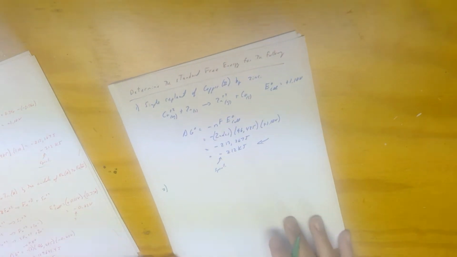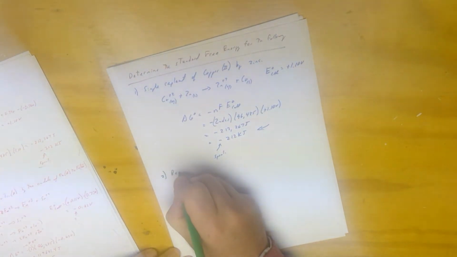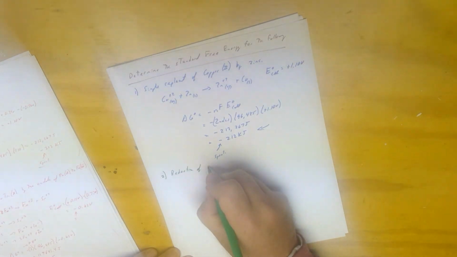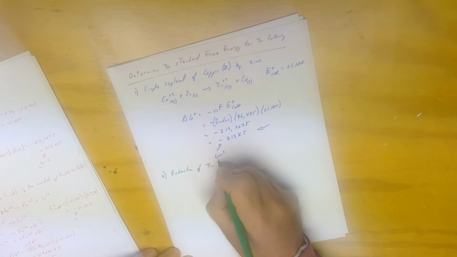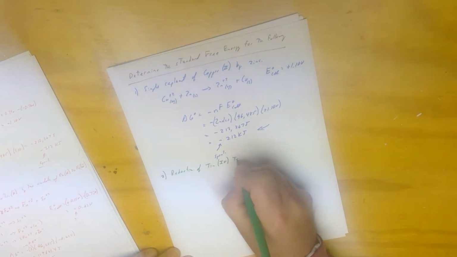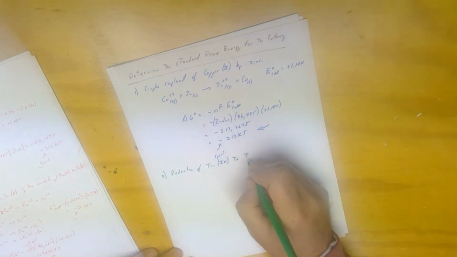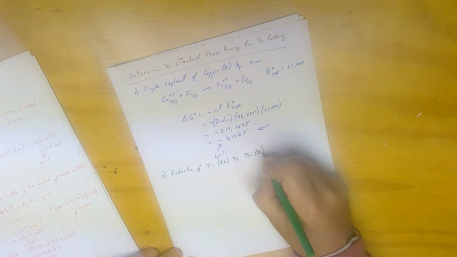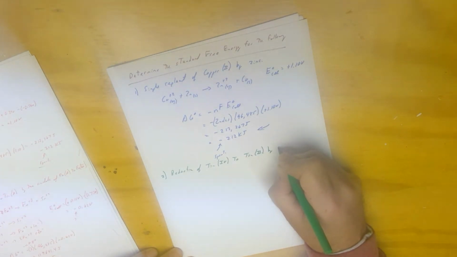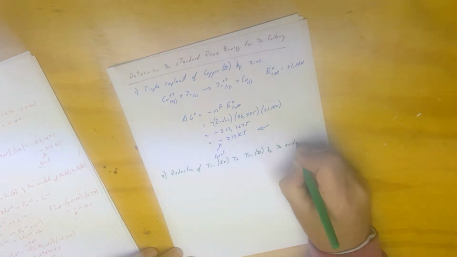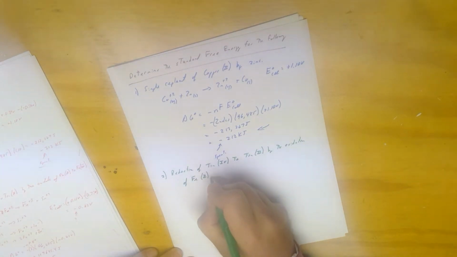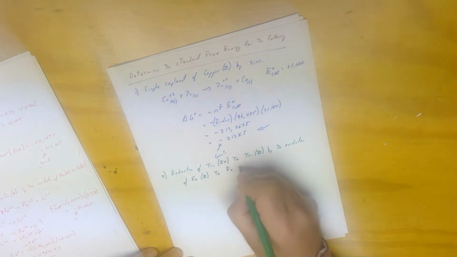Let's try a second one of these. The reduction of tin 4 to tin 2 by the oxidation of Fe2 to Fe3.